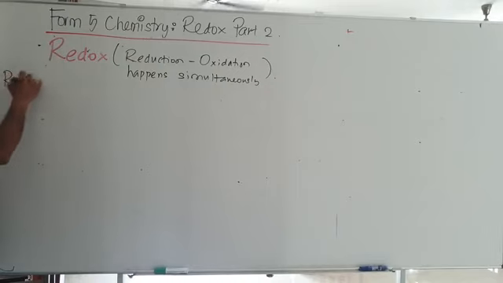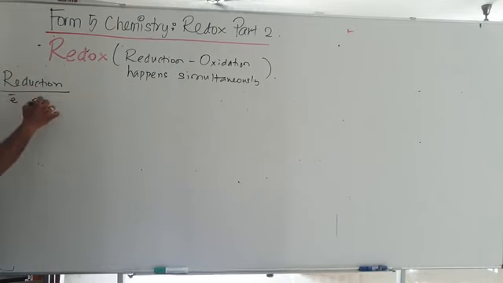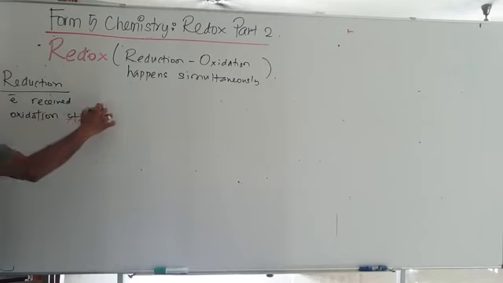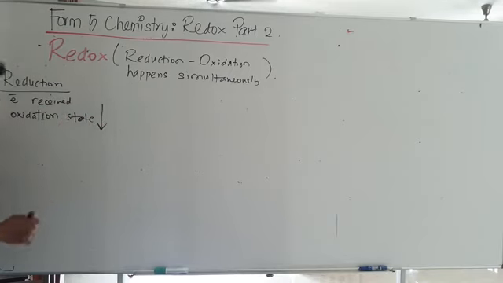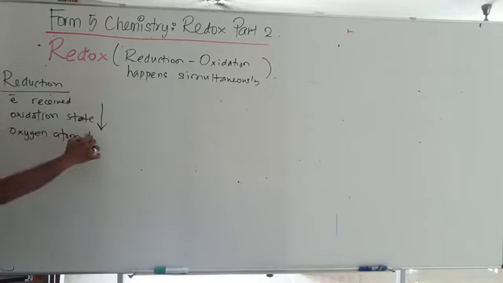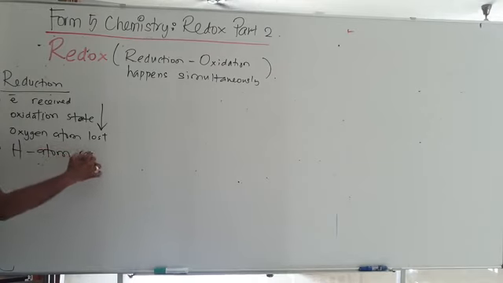Then what we have learned in the previous first part, reduction simply means electrons are received. That's the first one. The charge or the oxidation state decreases, kurang, decreases, all right? And then I give you one more, oxygen atoms are lost. We can add one more, which is hydrogen atoms are obtained, received. So these are the four definitions.